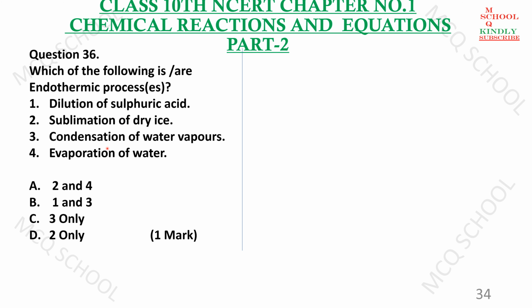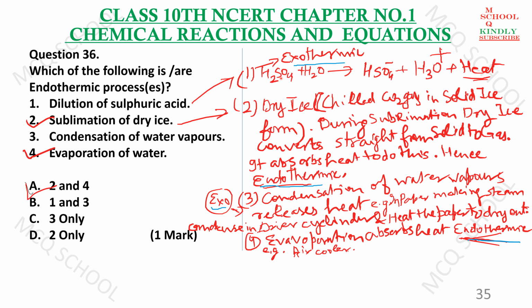So what is the answer as per you? So dilution of sulfuric acid. This is a process already we have discussed. In this, heat is generated. Sublimation of the dry ice. Dry ice is basically chilled CO2 gas in the solid ice form. During sublimation, this dry ice converts straight from solid state to gas state instead of being liquid in between. So it absorbs heat to do this. Hence, this is endothermic.